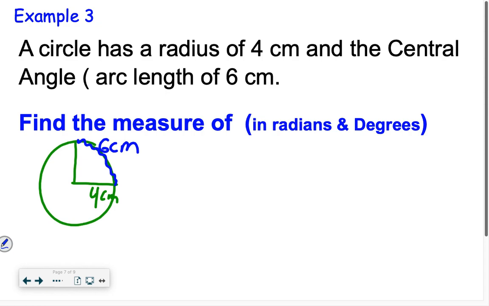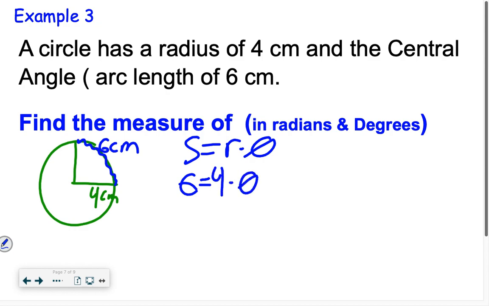Okay, so that problem was worded weird. Basically, they gave you two things, the radius and the arc length. So we need to find that measure. And they want us to do it in radians and degrees. Easy enough. So, we already have arc length. So let's use this idea. So S equals 6, right? Oh, not C, 6. And R equals 4.